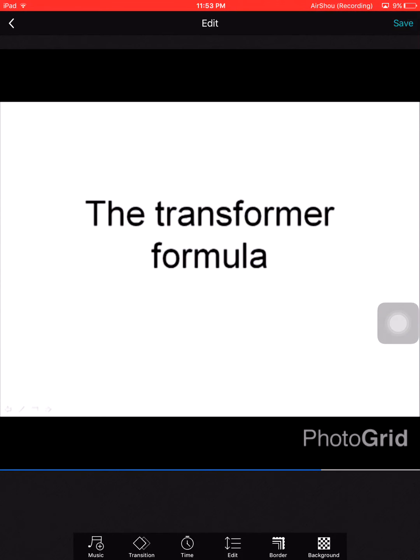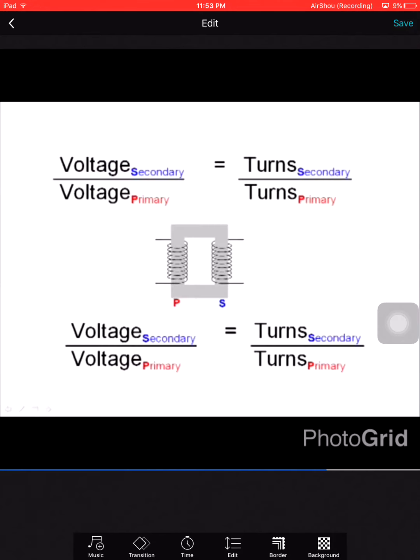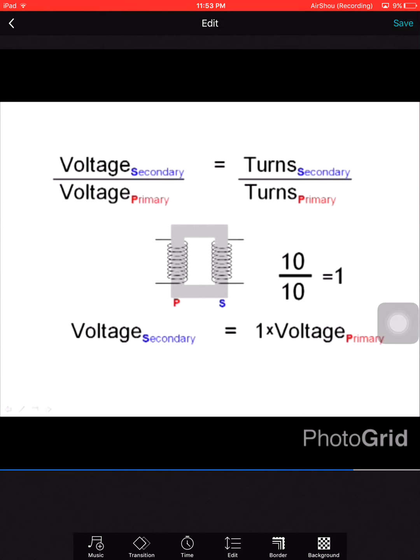Transformer formula. The transformer formula is given by the voltage in the secondary circuit divided by the voltage in the primary circuit equals the number of turns in the secondary divided by the number of turns in the primary. If we take the number of turns in the primary as 10 and the secondary as 10, it is equal to 1. Therefore, the voltage in the secondary circuit equals the voltage in the primary circuit.